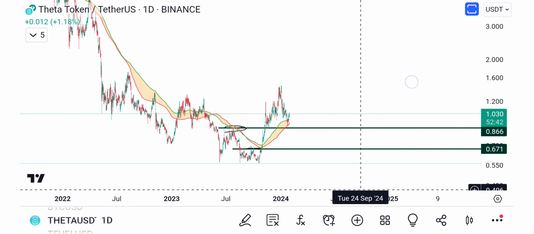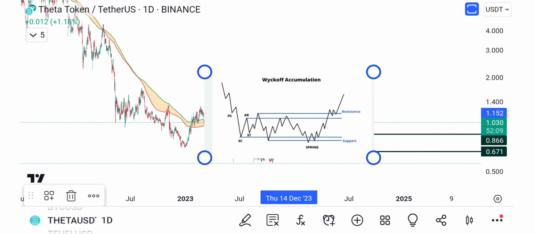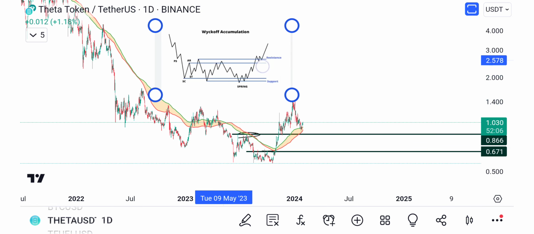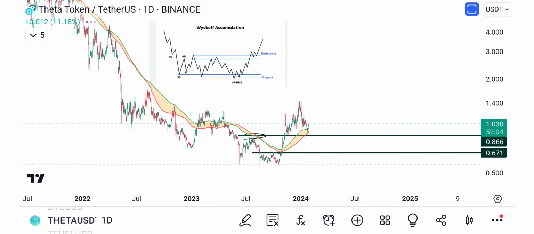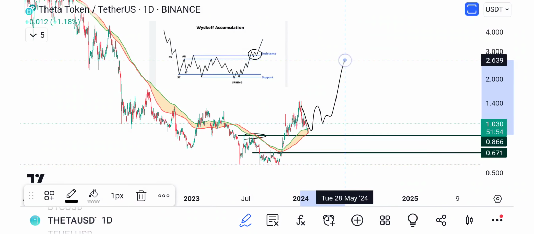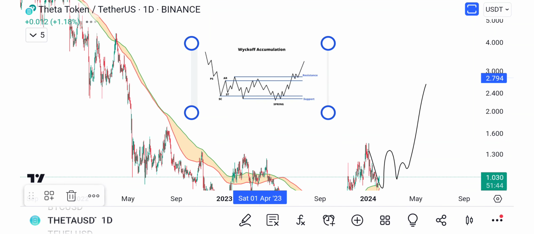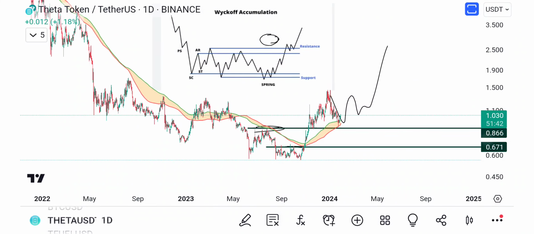So I've often stated that this is potentially a Wyckoff accumulation zone. I've been talking about that for months, and I'm thinking now we're right here. So we can do something like this and then continue higher, just like right there. And that's my main idea. That's what I'm thinking right now, something like this.